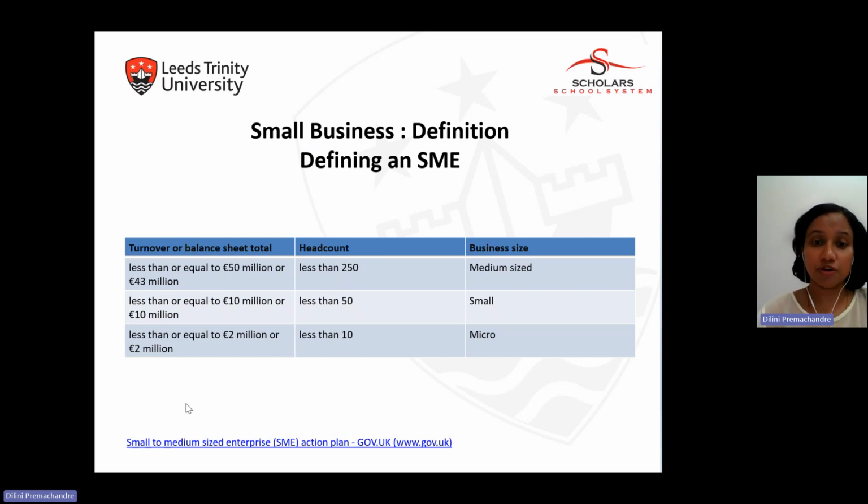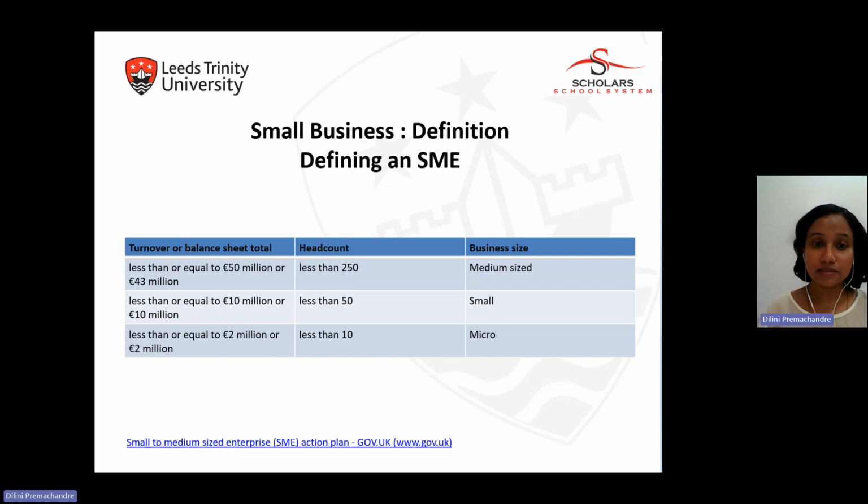So first we will see, okay, what is a micro business? If it is a micro business, it can be a very small business. So the number of employees can be less than 10, and turnover should be less than or equal to 2 million euros, and the balance sheet total, that means the total value of assets, also can be less than 2 million euros.